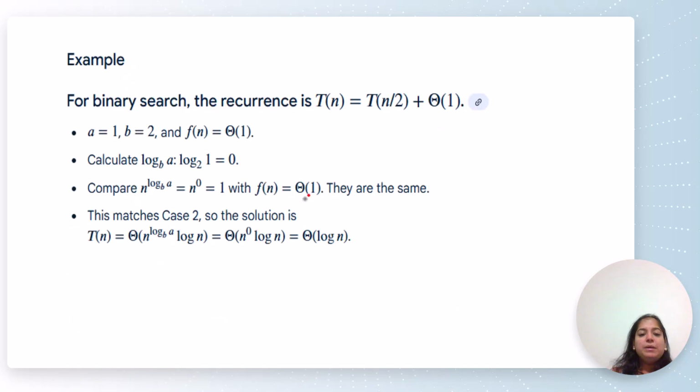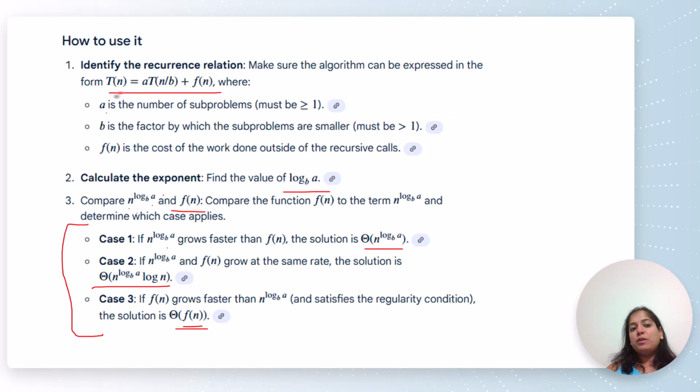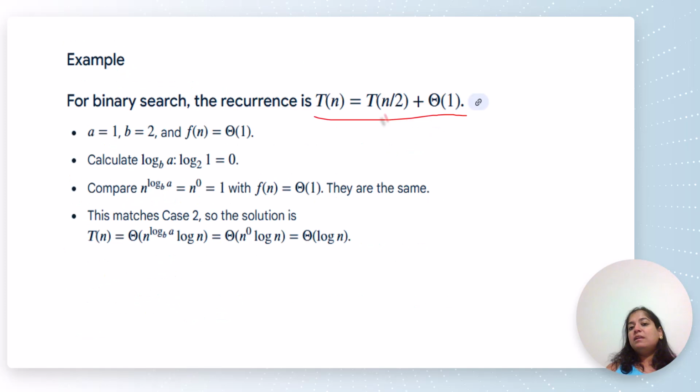Let's see one example for binary search. Let's say for binary search, our equation is T(n) equals T(n/2) plus theta of 1. Now, if you compare this equation with the general equation, the value of a is 1, b equals 2, and f(n) equals theta of 1, which is a constant.